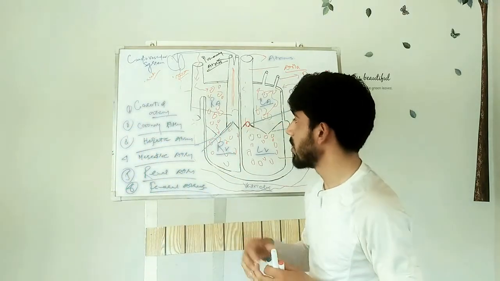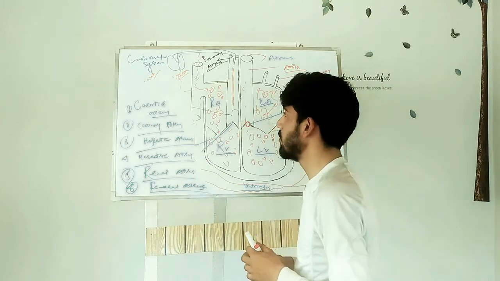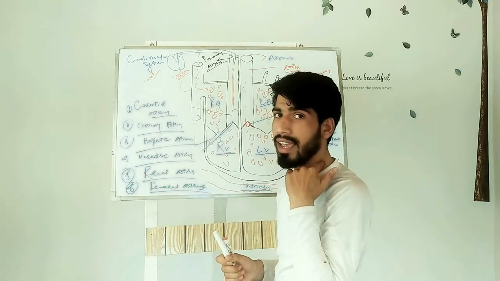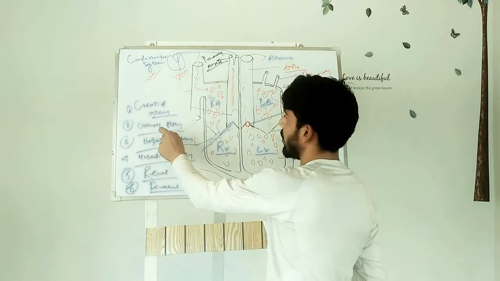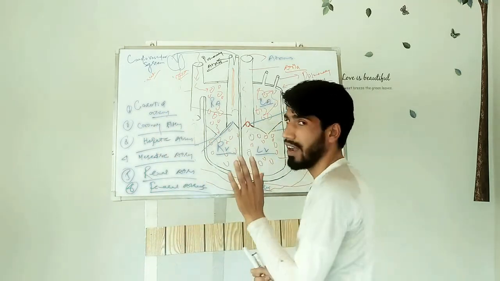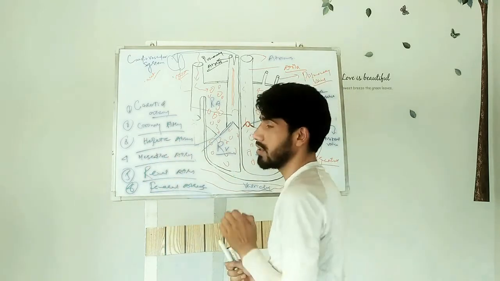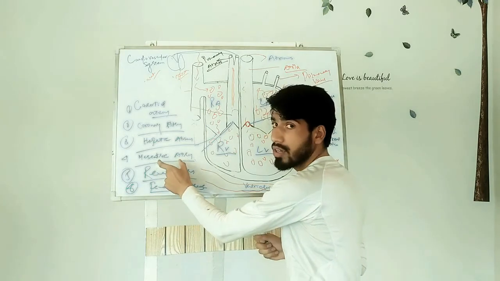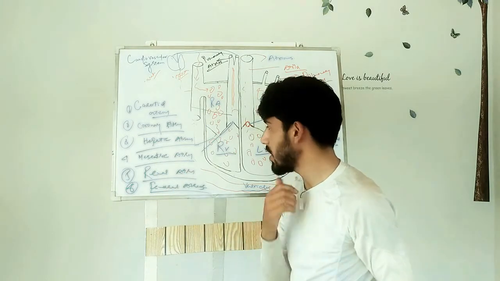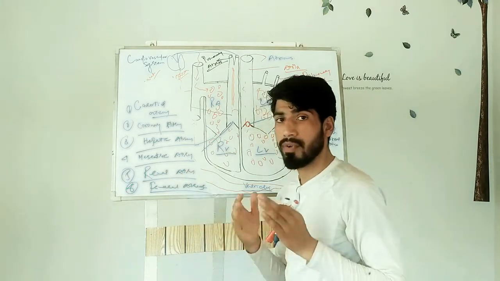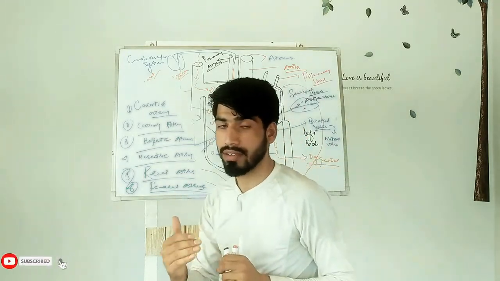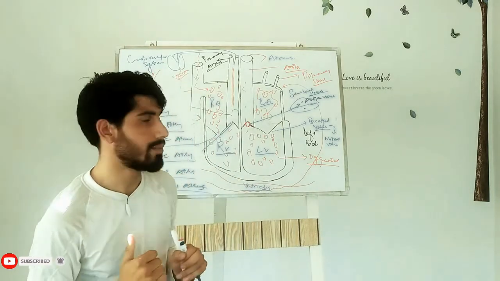So there are some arteries which you need to know and remember. The carotid artery provides blood to the neck and head, the coronary artery provides blood to the heart, the hepatic artery provides blood to our liver, the mesenteric artery provides blood to our intestines, the renal artery provides blood to our kidneys, and the femoral artery provides blood to our legs.